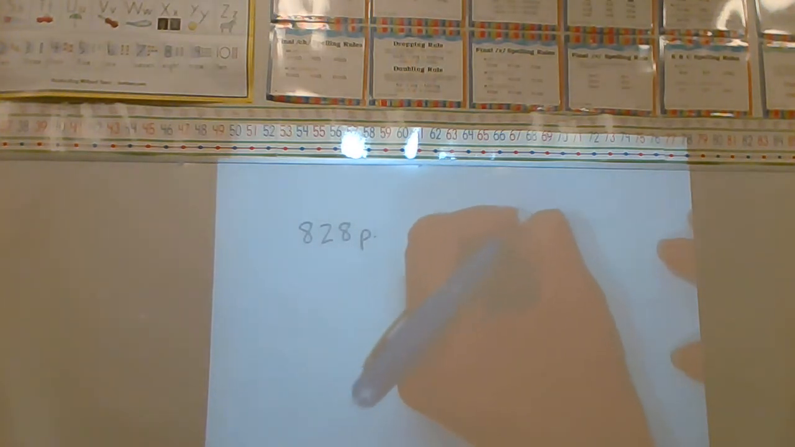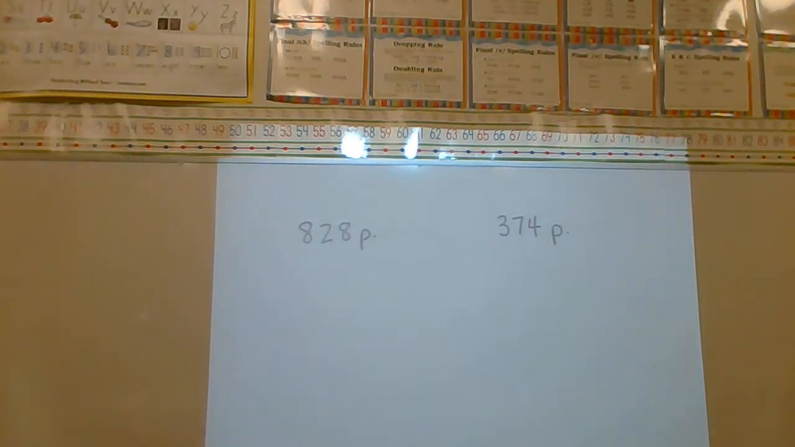Let's do another practice. Can you find a clear space? Okay, so that we might practice again. This time, I'm going to have 828 pennies. That is a lot of pennies. 828 pennies. And I'm going to give away 374 pennies. Okay, now do we have any estimates about how many pennies might be left?